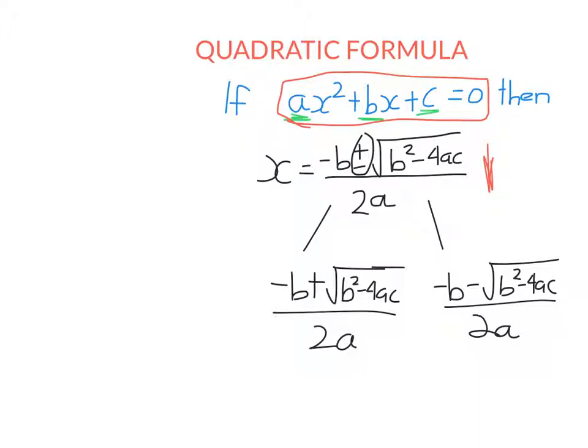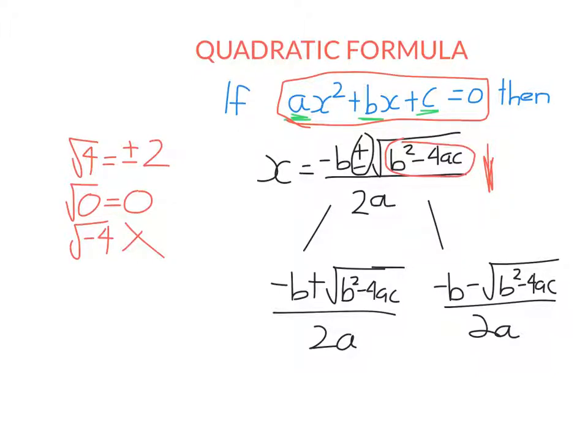So we have a square root thing here, and remember we've seen that sometimes when you square root a number there are two solutions. For example, the square root of 4 we can write as plus or minus 2. Two solutions. If you square root 0, there's only one solution, and if you try and square root a negative, like negative 4, you can't do it. There are no solutions. So the number of solutions is totally determined by what is under the square root.